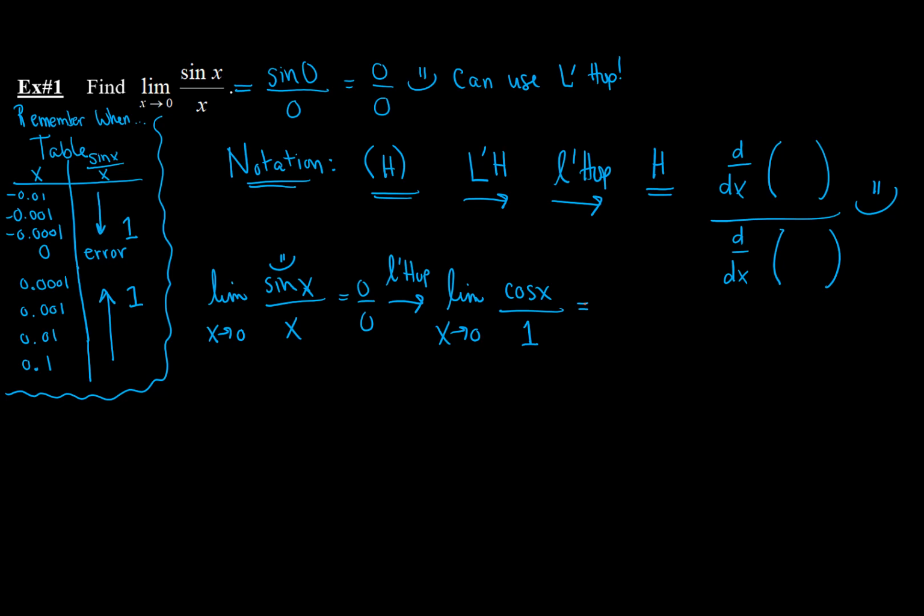Now I plug and chug. So I've done L'Hôpital's, and now I plug it in again. Cosine of 0 is going to give me 1. And this 1 goes along for the ride. And then 1 divided by 1 is 1. So the limit as x approaches 0 of sine of x over x is going to give me plain Jane 1.